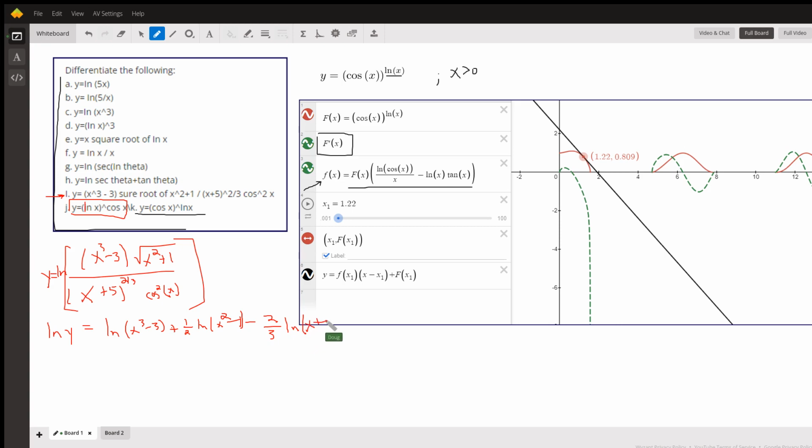These are all properties of logarithms, minus 2 times the natural log of the cosine of x. And then you can take the derivative term by term using the fact that the derivative of natural log of x is 1 over x, or 1 over u times the derivative of u with respect to x.